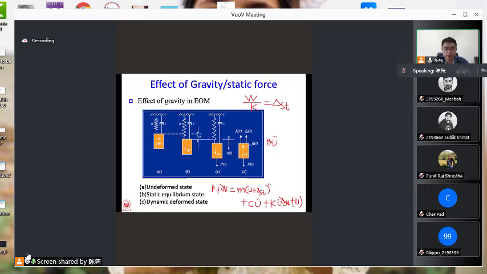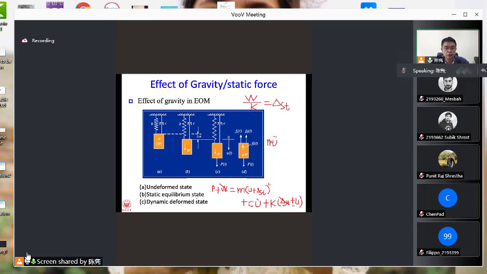Which means if you use the static equilibrium position as the reference position for the dynamic load or the dynamic vibrations, the gravity force will be cancelled from the final equation of motion, which means you don't need to consider the gravity force if you are using the static equilibrium position as a reference position.